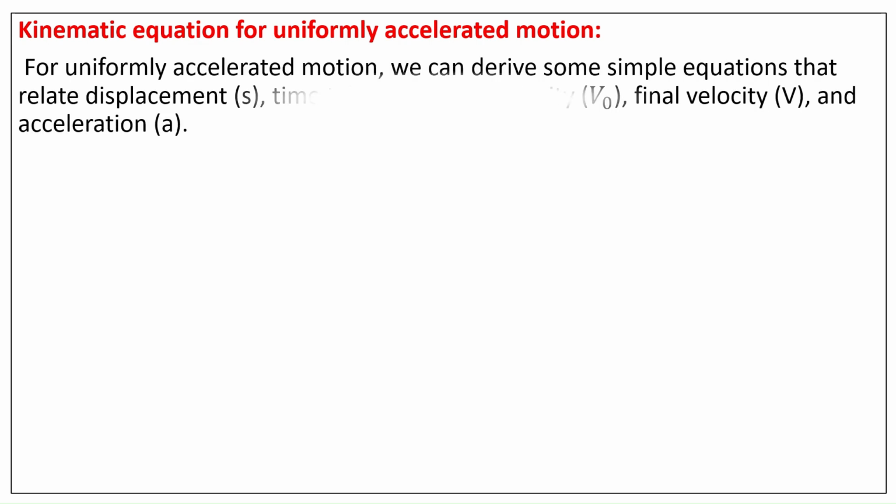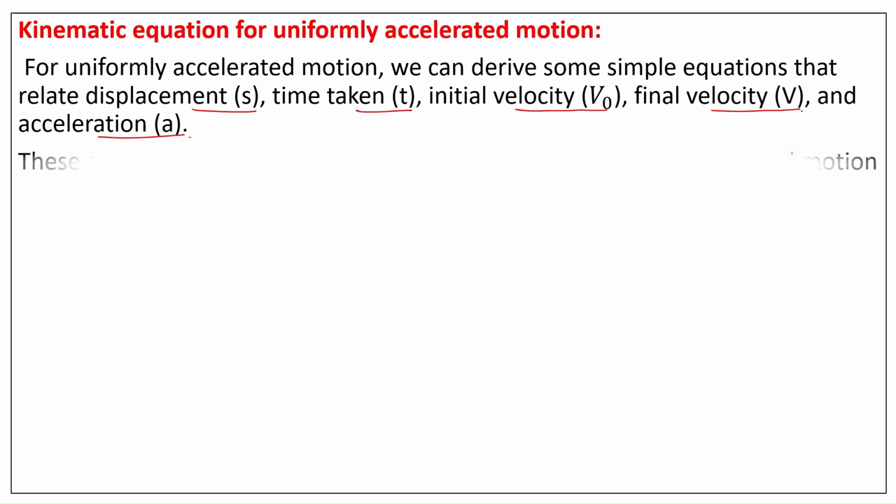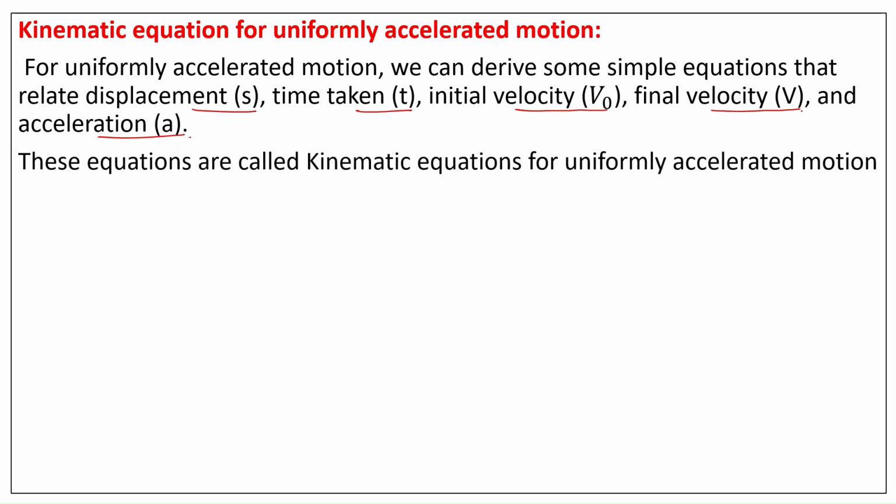Next, let's see kinematic equations for uniformly accelerated motion. For uniformly accelerated motion, we can derive some simple equations that relate displacement s, time taken t, initial velocity v0, final velocity v, and acceleration a. These equations are called kinematic equations for uniformly accelerated motion.